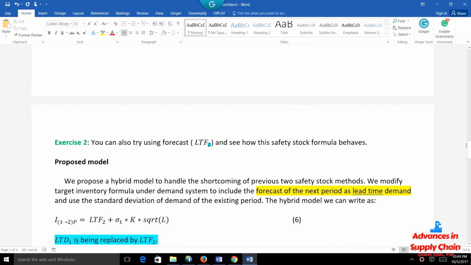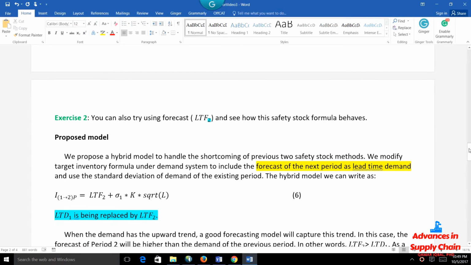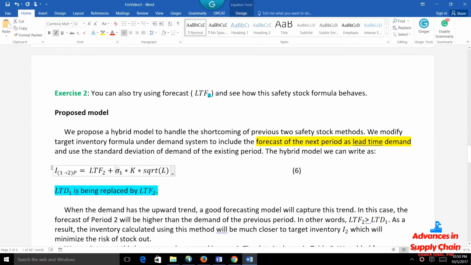Okay, so I also gave you another exercise in which I asked you to use lead time forecast instead of lead time demand and see how it affects the safety stock formula. That same exercise is basically my proposed model. In my proposed model, I am using lead time forecast for the next period instead of lead time demand for period 1 in the inventory formula. So this is listed here. Instead of LTD1, I'm using lead time forecast for period 2, and the safety stock formula is the same, no change.